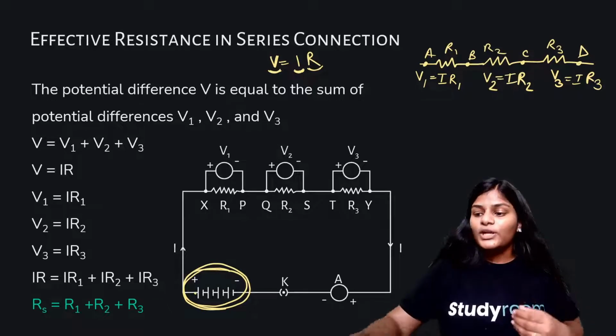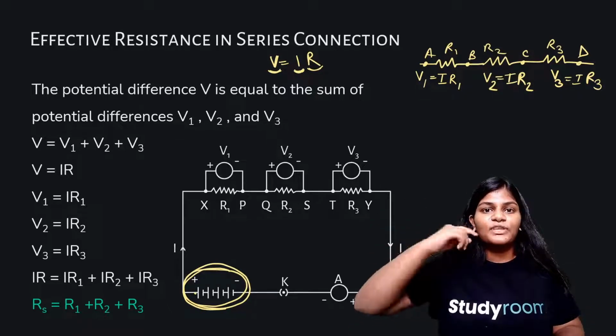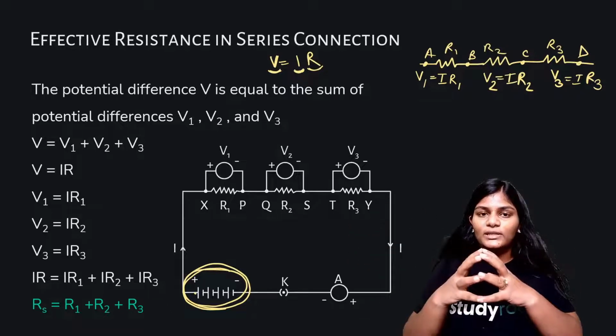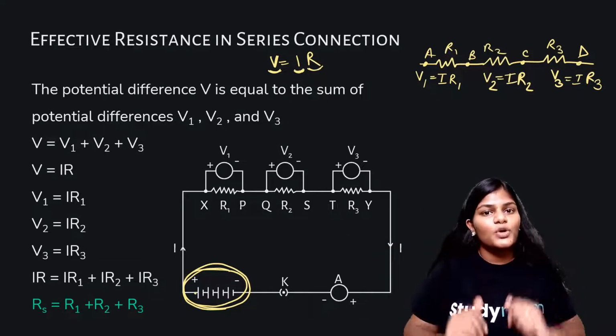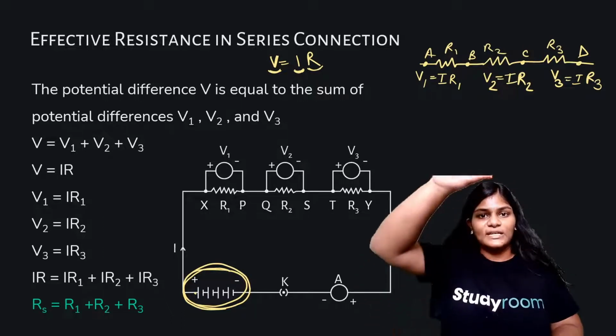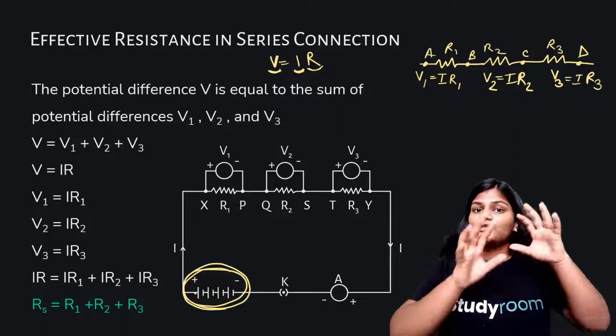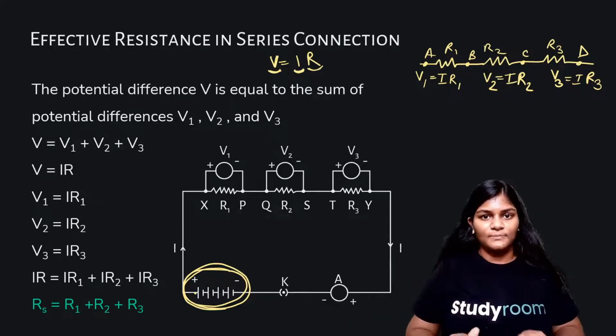Now, what do you think? Can these potential differences, V1, V2 and V3, if we take them all together, shouldn't they be equal to the source potential difference? Think about this. Like someone has, say, 9 toffees and it has to be distributed among 3 people, right?